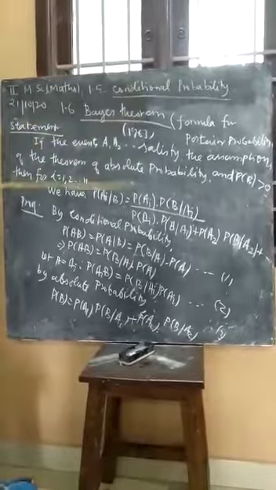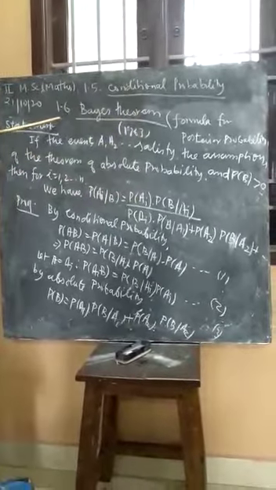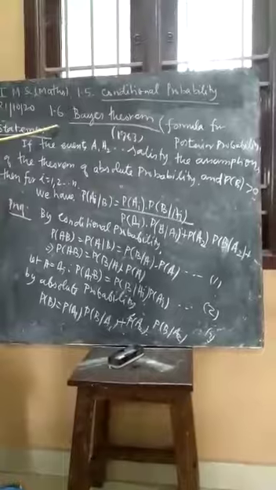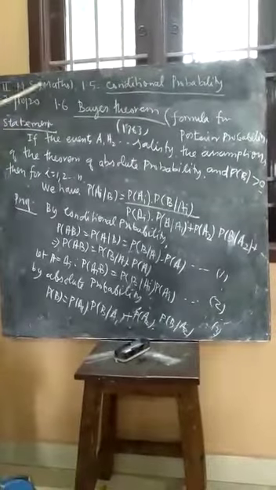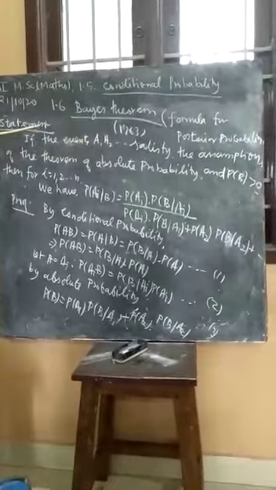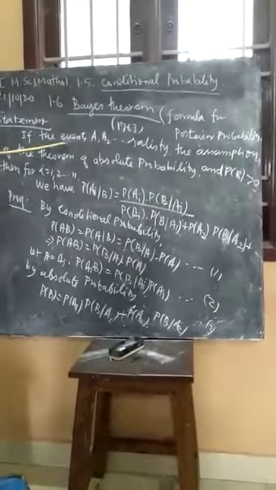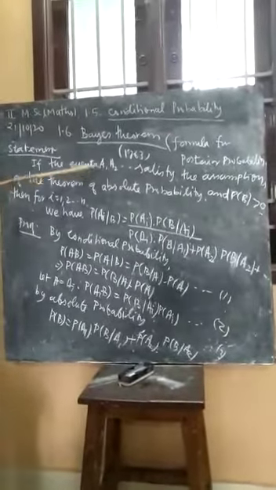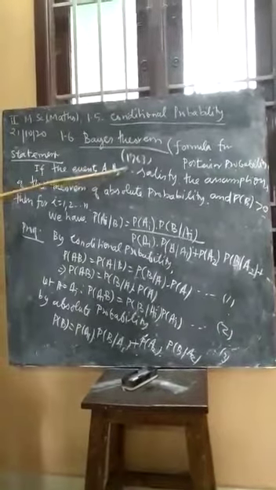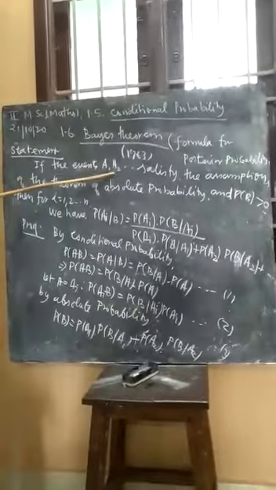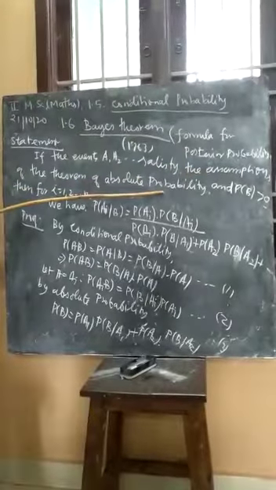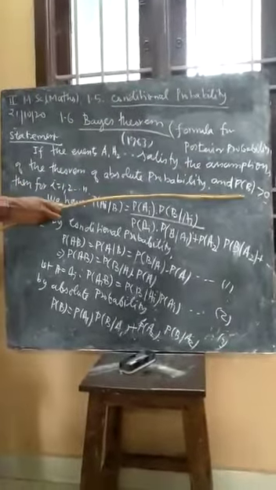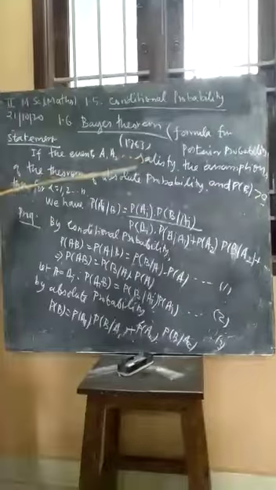Before this, we already discussed conditional probability. You studied in your UG conditional probability for 2 events and 3 events and the multiplication rule. You have to recall it. The first statement is that we are extending this multiplication rule for n events. If the events A1, A2 satisfy the assumptions of the theorem of absolute probability, that is P of B is greater than 0, then only you can prove this.